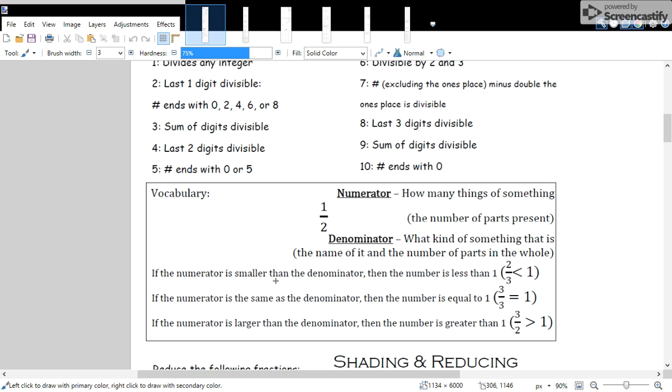If the numerator is smaller than the denominator, then the number is less than 1. For example, 2/3 is less than 1. If the numerator is the same as the denominator, then the number is equal to 1. 3 over 3 equals 1. 3 divided by 3 is 1. If the numerator is larger than the denominator, then the number is greater than 1. 3/2 is greater than 1.